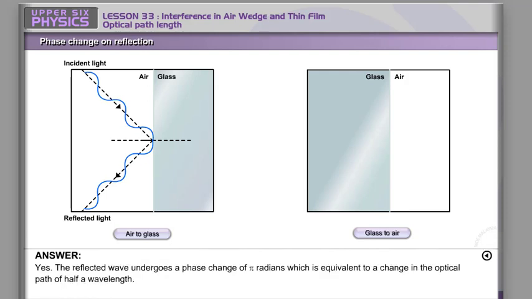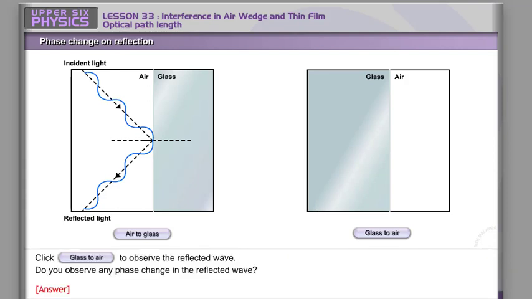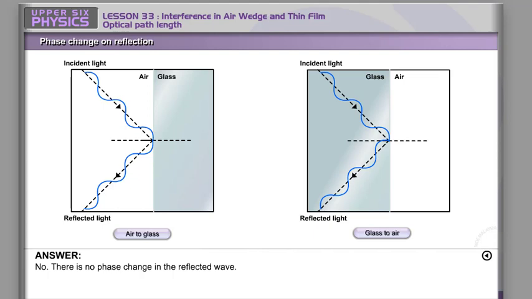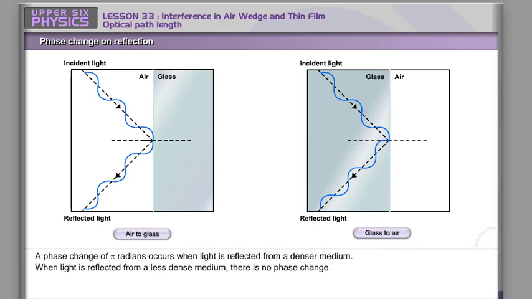Answer: yes. The reflected wave undergoes a phase change of pi radians, which is equivalent to a change in the optical path of half a wavelength. Click the Glass to Air button to observe the reflected wave. Do you observe any phase change in the reflected wave? Answer: no, there is no phase change in the reflected wave. A phase change of pi radians occurs when light is reflected from a denser medium. When light is reflected from a less dense medium, there is no phase change.